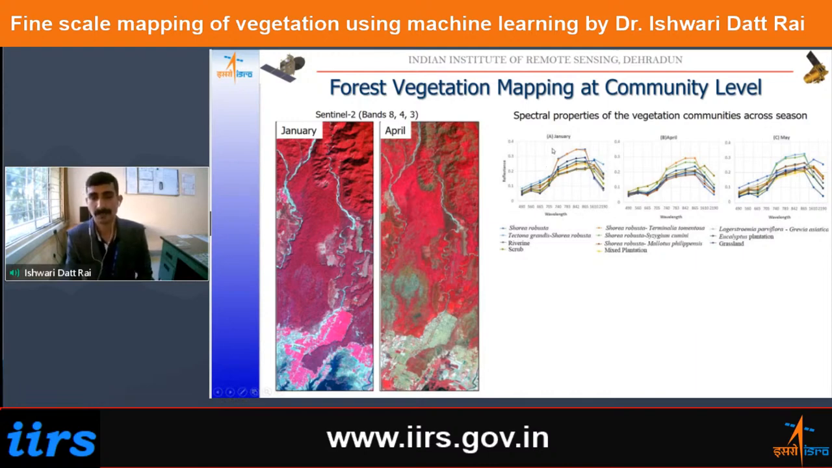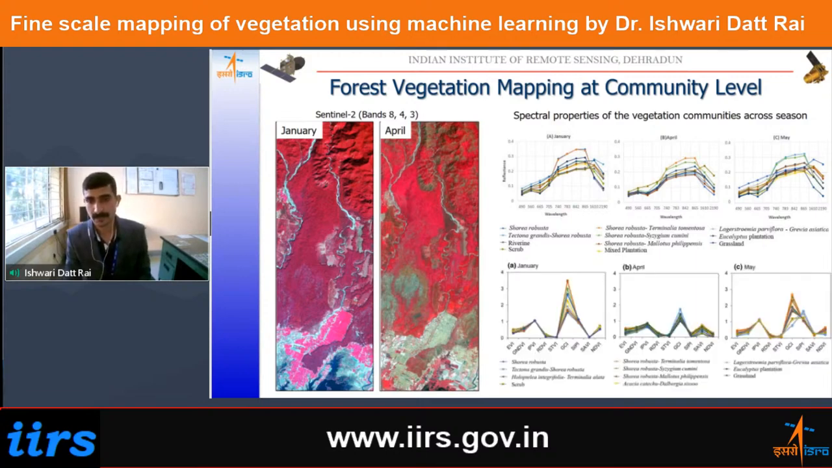Here you can see the spectral reflectance curves for the January, April, and May months. Some of the vegetation communities have different reflectance curves in January, April, and May. So based on this differentiation in their spectral properties, the algorithm picks those values, identifies different communities, and accurately maps them.